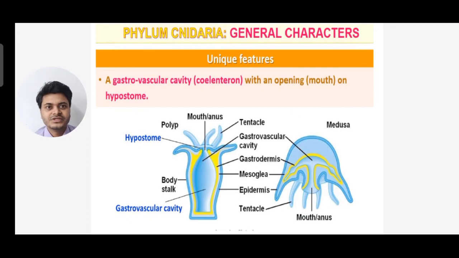One more unique feature is the gastrovascular cavity, the coelenteron, with an opening, that is a mouth on the hypostome. So on the hypostome they have an opening called the mouth. You can see the gastrovascular cavity, the hypostome, the mouth and anus, and one pore is there. Entire pictures are given.